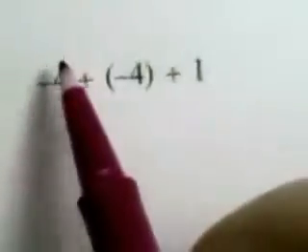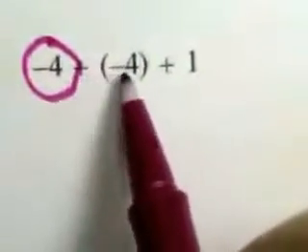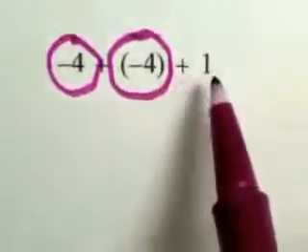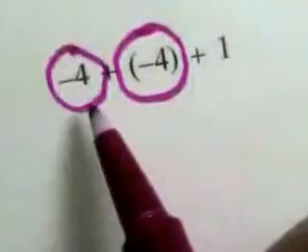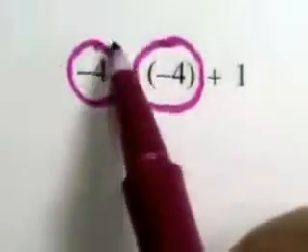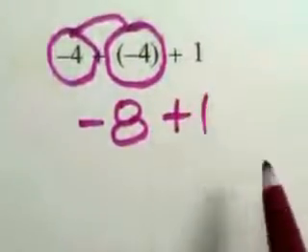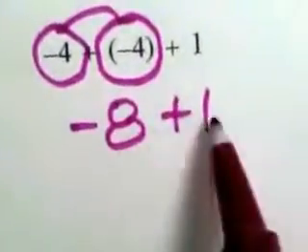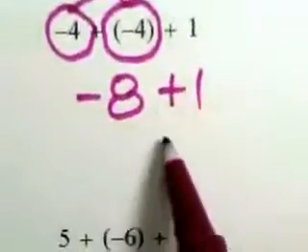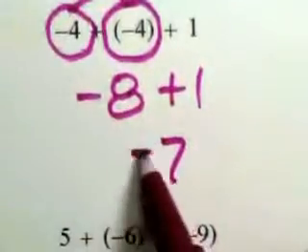Okay, on this one, let's see. That's negative, and another negative, and a positive 1, and a 1. Well, negative 4, that's just 8 boys. Okay, so I need to subtract them. 8 take away 1 is 7, and there's more negative. There's more boys.